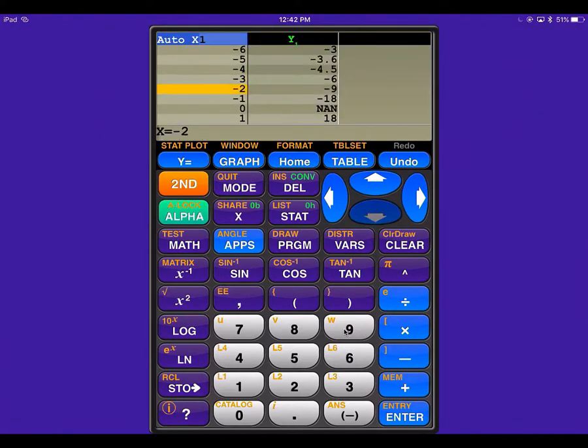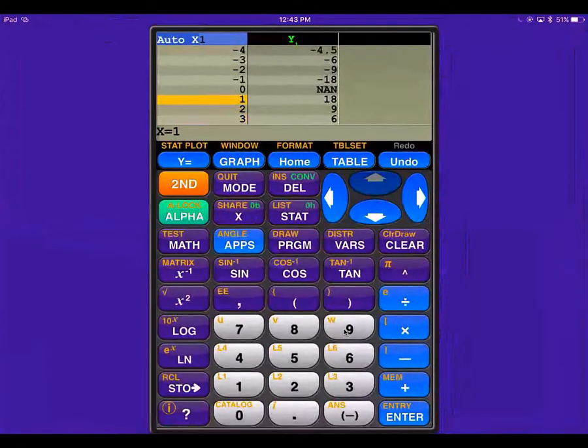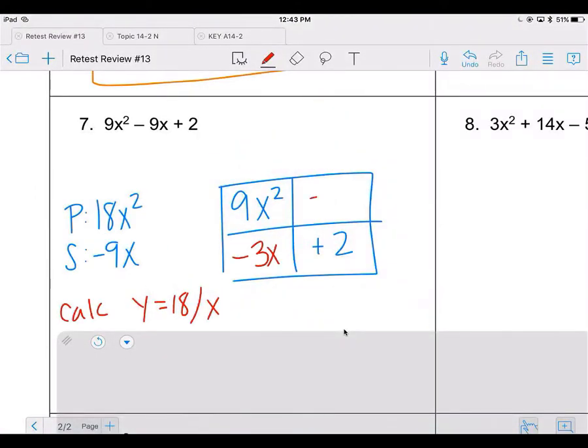I search for two numbers that will add to 9, and I'm only looking at whole numbers. 3 plus 6 will give me 9. I need a negative 9, excuse me, so I need to look in the negatives. Negative 3 and negative 6 will give me negative 9. So negative 3 and negative 6.